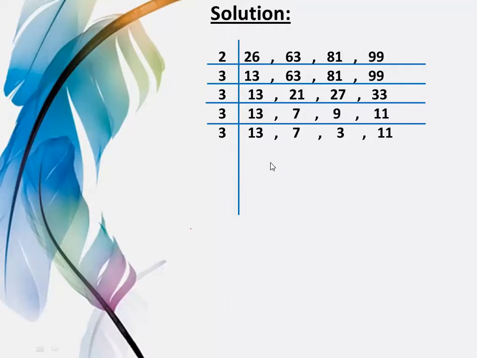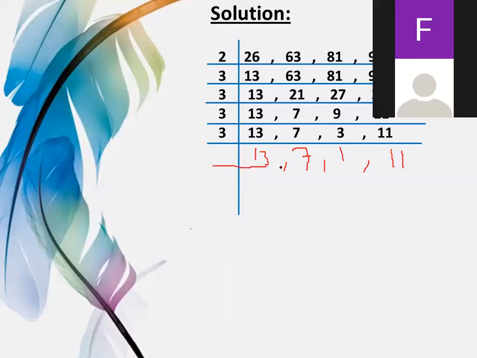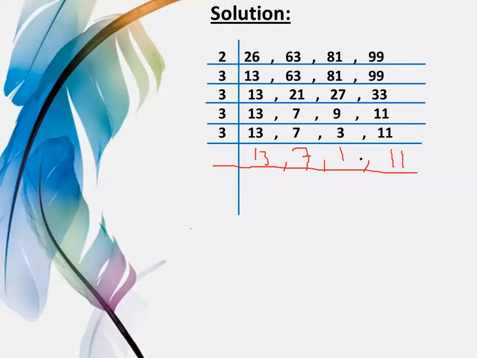So here, my dear students, you will take your next number 3. You will copy 13 because it cannot be divided by 3. You will copy down 7 as well, but you will divide this 3 by 3. So 3 into 1 will become 3, and you will copy 11 as it is. Now you have to divide these numbers.